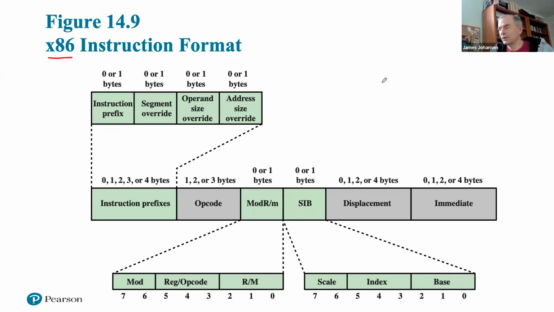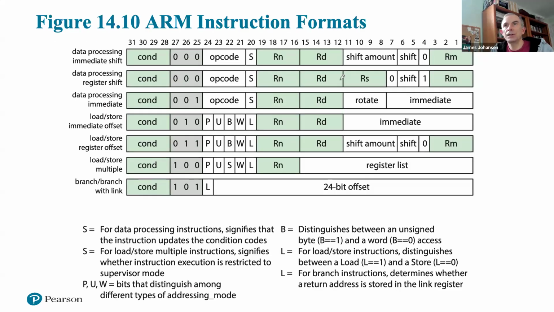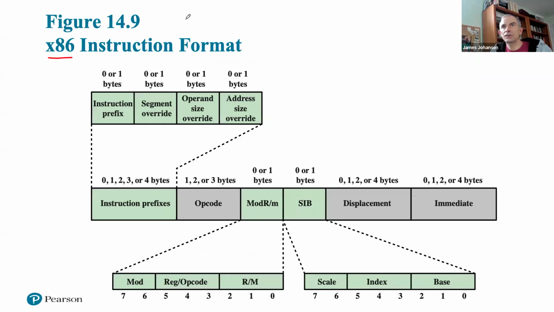So variable length for x86, fixed length for ARM instructions. That's a takeaway there. And so that means that you only have 32 bits, and once you're out of it, then you're out of luck. Versus with an x86 instruction format, these are expandable depending on what exactly you would like to be doing.